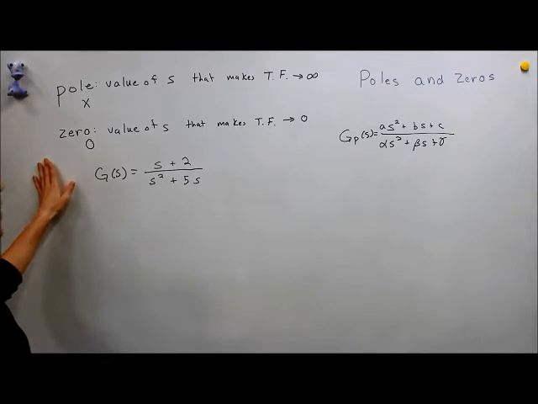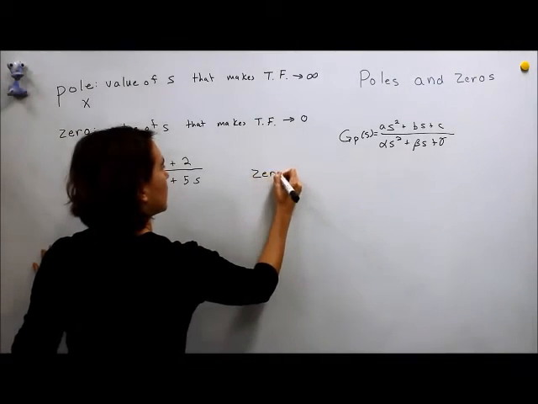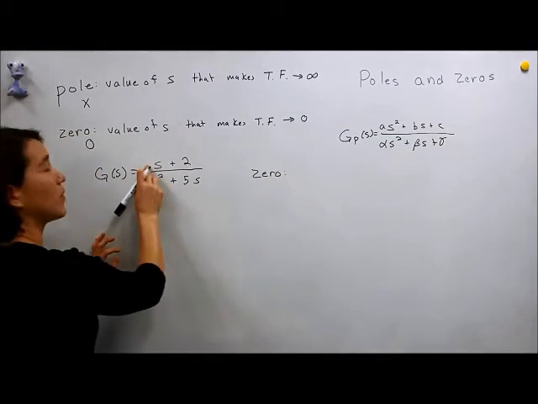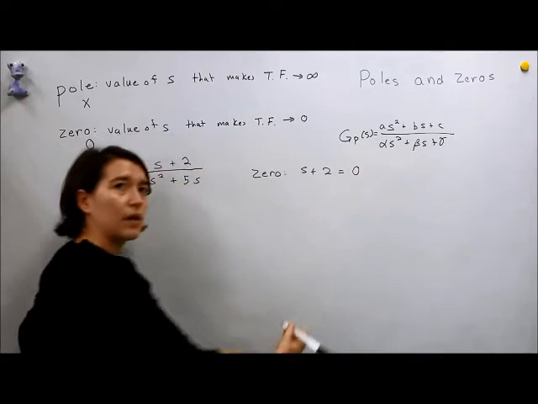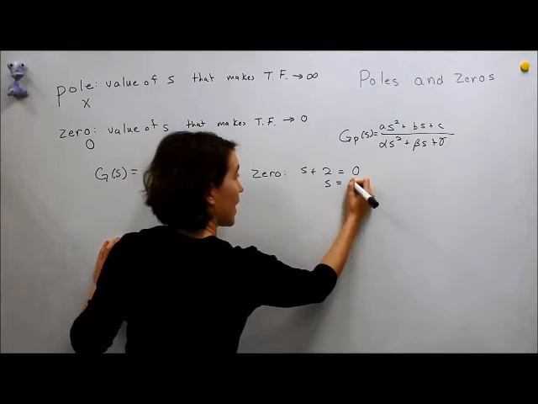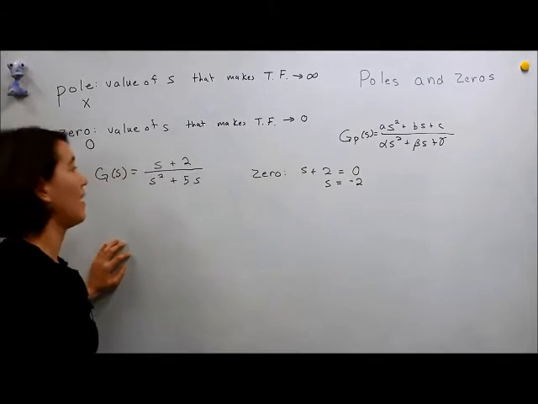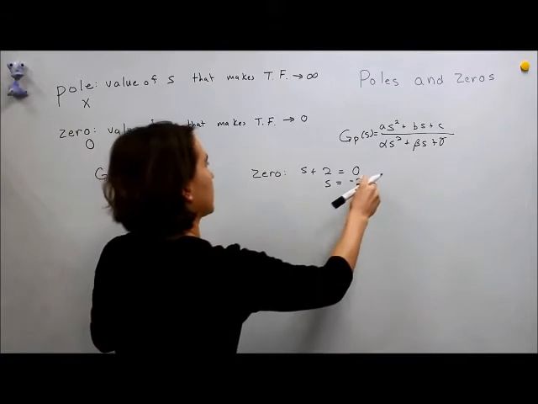So first, let's find the zeros first. So the zero is going to be whatever makes this 0. So s plus 2 equals 0. Relatively easy. We can see that s equals negative 2 is a zero. So this would be our answer for the zero.